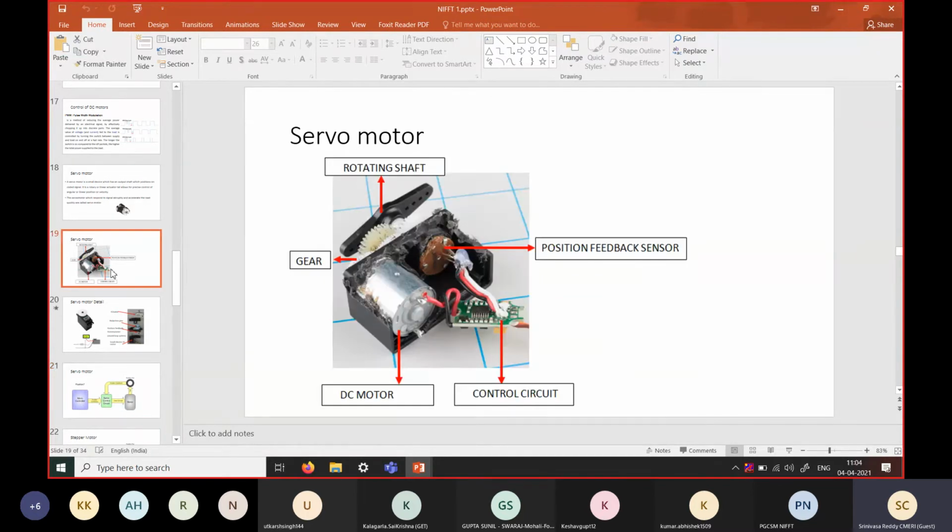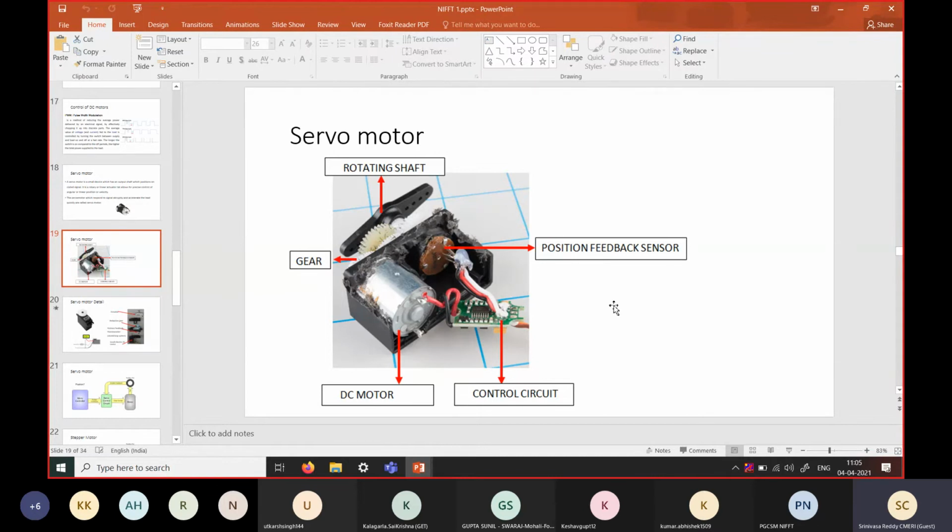Here we can see a cut section of a normal RC servo motor, where you can see there is a DC motor, an associated gearbox, and an electrical control unit, which is generally a small dedicated microcontroller, and a position feedback sensor.